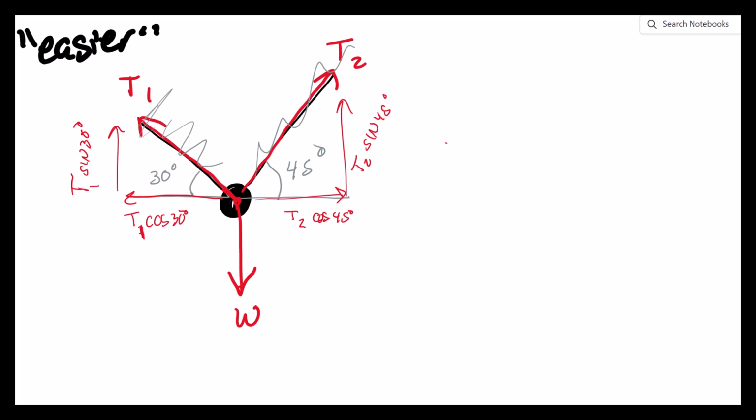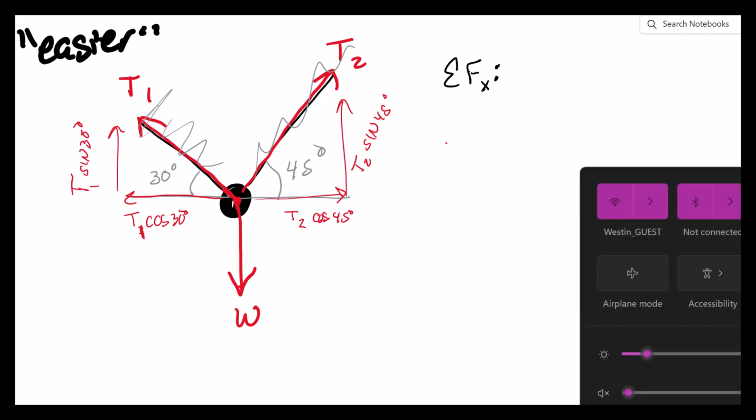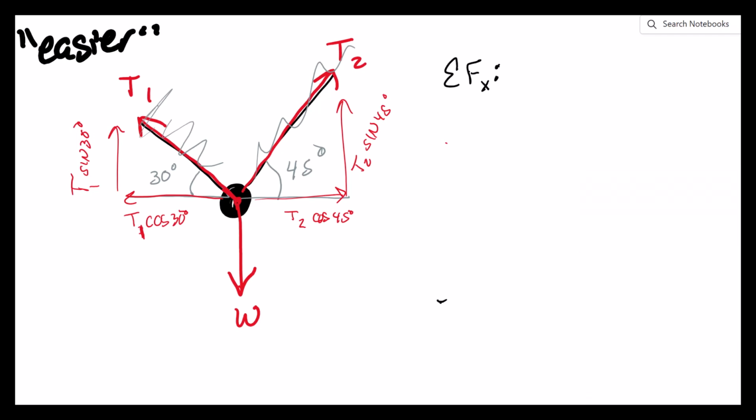I feel better just looking at it like this. Okay. Now, the sum of the forces in the x directions. I have negative T1 cosine 30 degrees. And I'm putting negative because this arrow is in the negative direction.